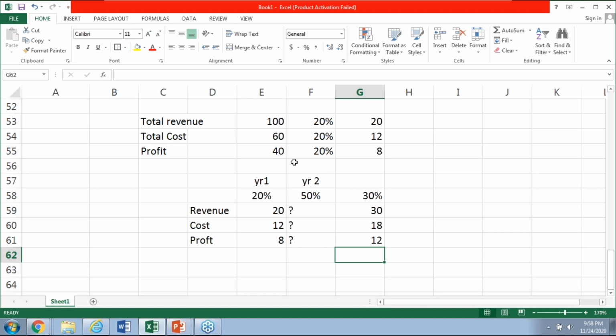So 50 is actually the cumulative figure for the 2 years. So we have to take the difference, that is how much incremental work we have done in the second year. So in the second year, we have done actually 30% of the work. So 30, 18, and 12 is the right answer. Are you people getting this point? Yes.